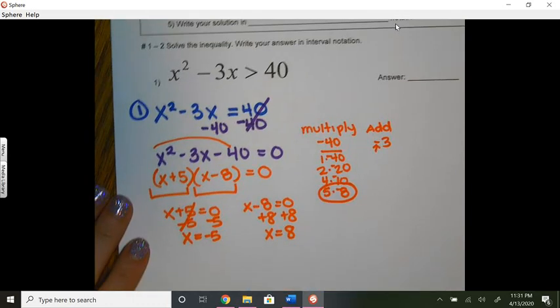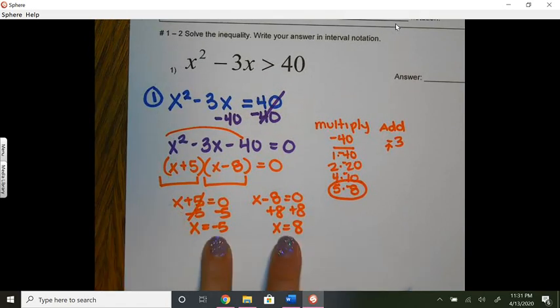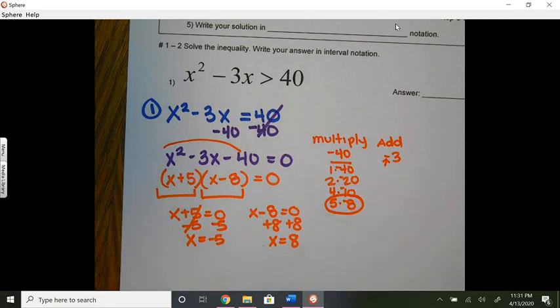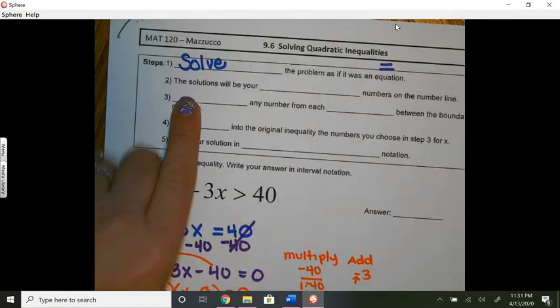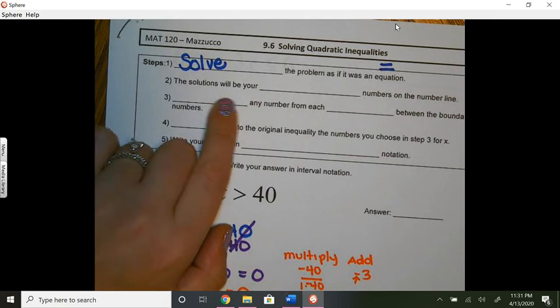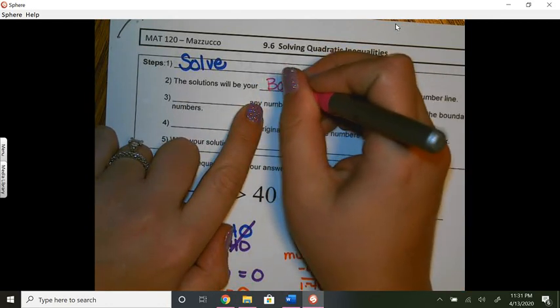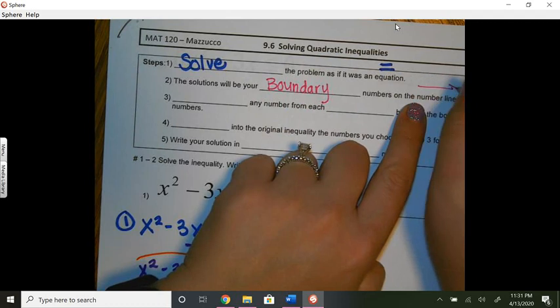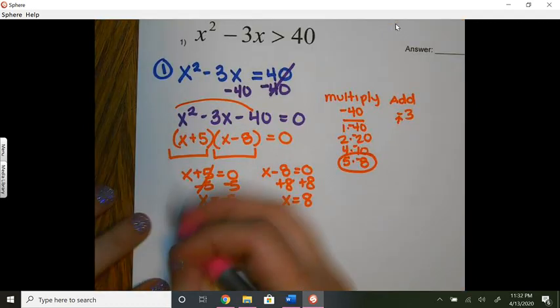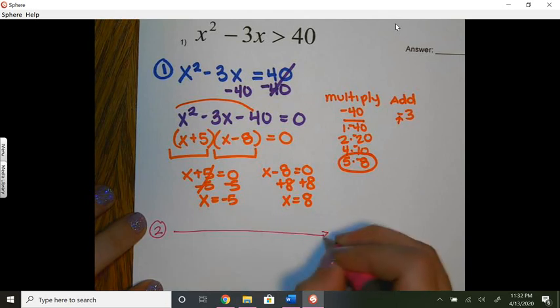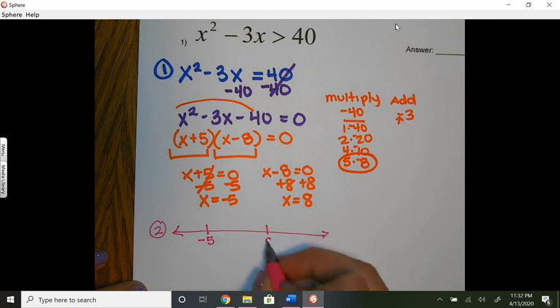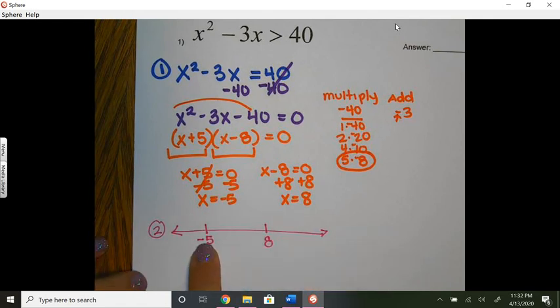Okay, so that was all step 1. Figure out what your x values are that would make this equation equal. So you're going to solve it like it was an equation. Step 2, what you just found are your solutions, and they are going to be your boundary numbers on a number line. So you're going to make a number line. Step 2 is to make a number line and put your negative 5 and 8 on the number line. So negative 5 and then 8. Remember the smaller numbers should go first. So that is step 2.